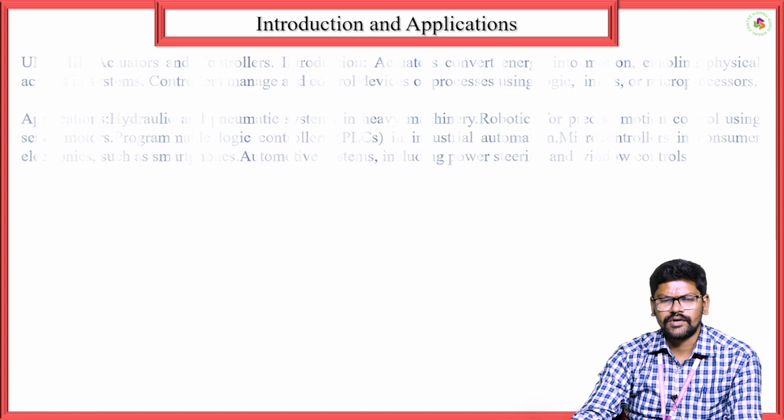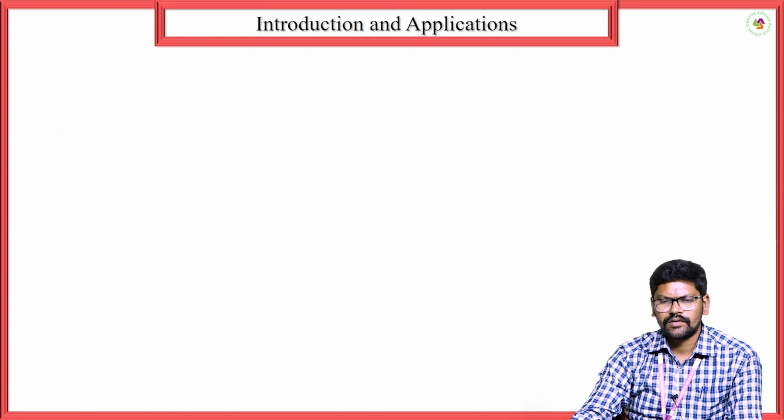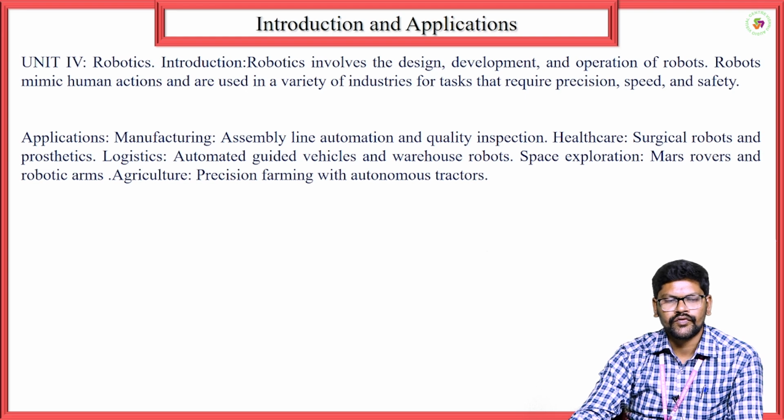Next we will see unit 4. Unit 4 and unit 5 will be fully about robotics. Unit 4 covers the basics of robotics: what the components of robotics are and what the basic movements in robotics are. These basic things, motions, and movements will all be covered in unit 4. Robotics involves the design, development, and operation of robots and various types of robots. We will see the basic configuration of robots, all covered in unit 4.